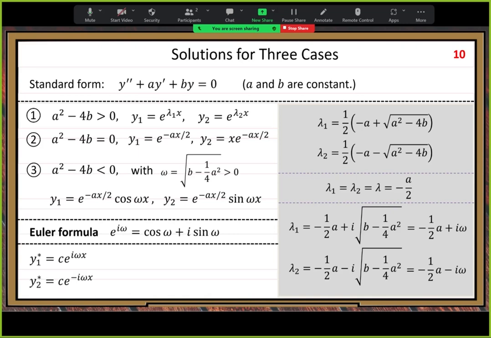y2 star, minus omega, conjugate. So these two are also solutions, but they are complex expressions. So we want to use real expressions, not complex expressions, right? So we want to get rid of the i symbol representation. Get rid of it, but in a reasonable way. Not that you just take it away. You cannot take it away. It's wrong.